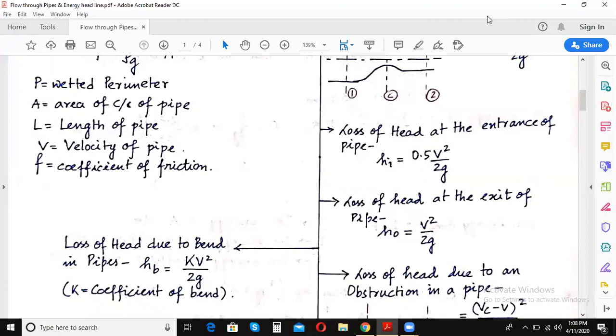So this is very important. Please mark or write it down. So v is equal to velocity of flow at the outlet of the pipe, right? So that's it. Now next we have is loss of head due to an obstruction in a pipe.